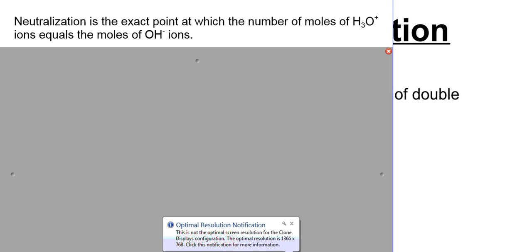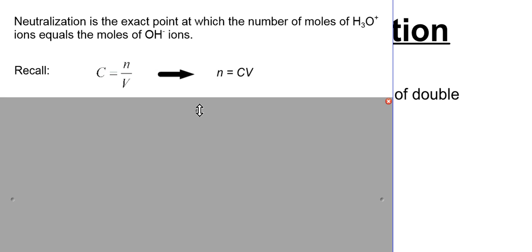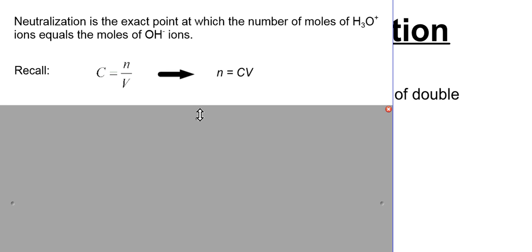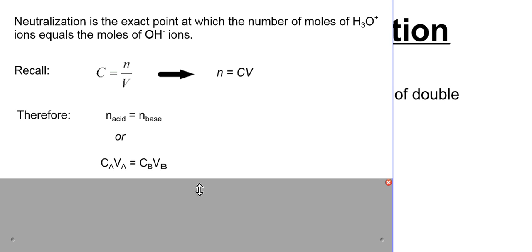So now what we're going to do is look at what neutralization is. It is the exact point at which the number of moles of H3O+ ions equals the moles of OH- ions, okay? So remember that C equals n over V, this equation. If we rearrange our equation, we get that moles is C times V. So therefore, when we're doing a reaction, the moles of the acid has to equal the moles of the base. Or more simply, CAVA equals CBVB.